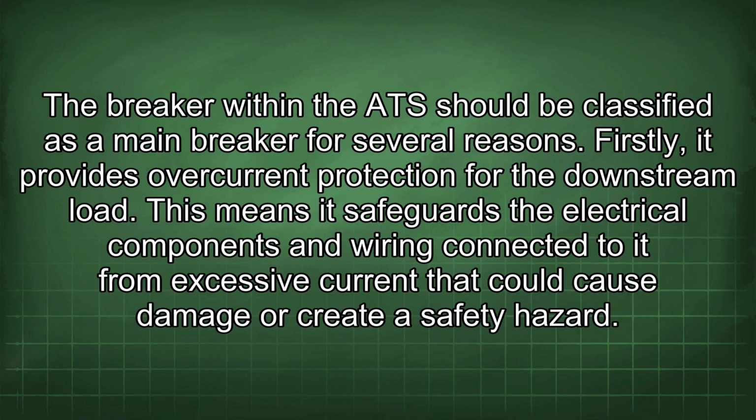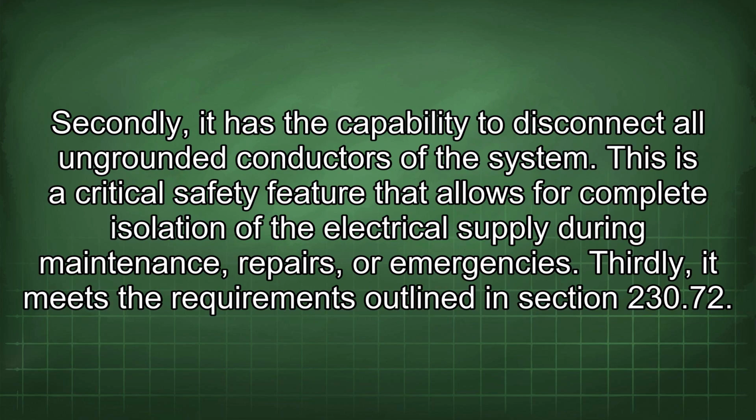Firstly, it provides overcurrent protection for the downstream load. This means it safeguards the electrical components and wiring connected to it from excessive current that could cause damage or create a safety hazard. Secondly, it has the capability to disconnect all ungrounded conductors of the system. This is a critical safety feature that allows for complete isolation of the electrical supply during maintenance, repairs, or emergencies.